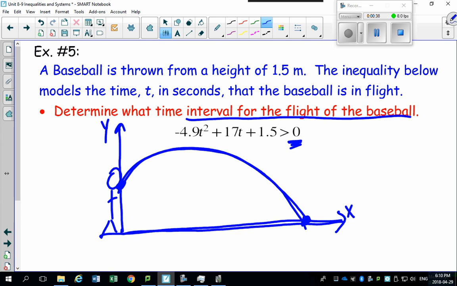Holy smokes. Now, I put down X or Y. Are we accurate in putting X or Y down? No, because the X is actually the time. This would have to be the height of the ball. So we want this value to be above 0.